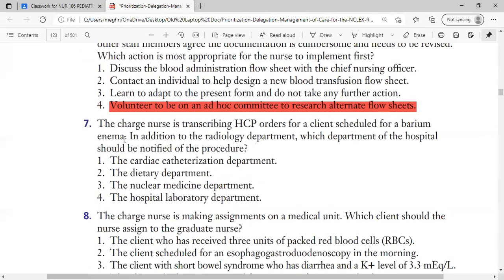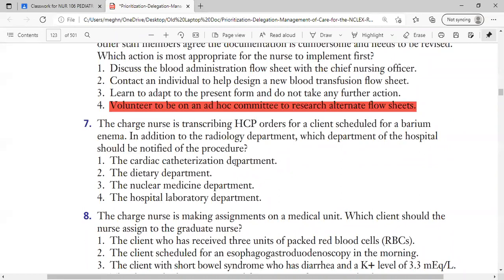Next question here. The charge nurse is transcribing an HCP order for a client scheduled for a barium enema. In addition to the radiography department, which department of the hospital should be notified of the procedure? Number 1, the cardiac catheterization department.